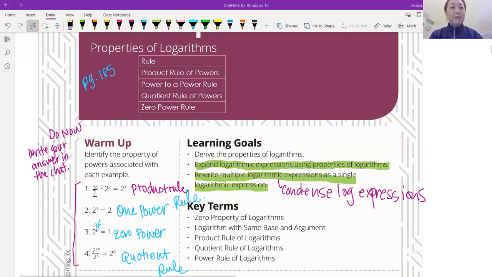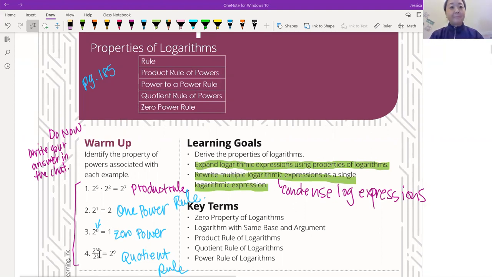If you notice right here, this is 2 to the 5th power times 2 to the 2nd power. And notice what we do to those exponents. We add them up, right? So that is the product rule. That's what tells us that. Hopefully you know these. And then 2 to the 0 power is the 0 power rule, right? Because anything to the 0 power is what?